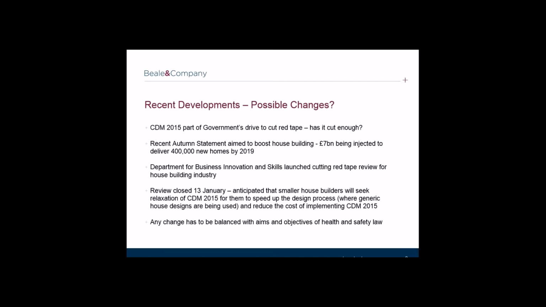So before we move on to dealing with some of the frequently asked questions, I wanted to just touch briefly on developments since these regulations came into force. A recent development is a potential amendment to the regulations to relax some of the regulatory burdens on house builders as part of the government aim to deliver 400,000 new homes by 2019. While any proposed change will have to be balanced with the overall aims and objectives of CDM 2015, as well as compliance with the European Directive, this is an interesting development as to the ambit of health and safety legislation being altered to try and reduce red tape in an effort to assist the construction industry. Beale & Company will provide further information on this as and when the government announces its proposals with regard to any amendments.